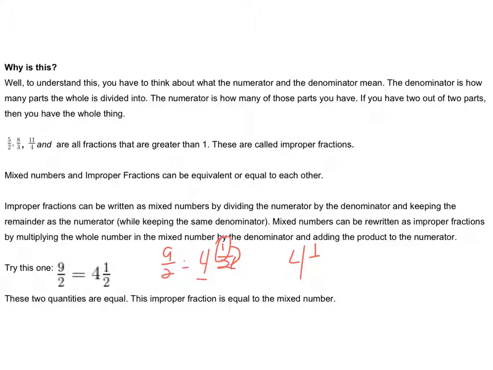Otherwise, if I do 4 1/2, I can rewrite that as an improper fraction by multiplying the whole number, which is 4, times the denominator, 2, and then adding the numerator. So 4 times 2 is 8, plus 1 is 9, and I keep the denominator the same. So we can see that 9/2 and 4 1/2 are in fact equal.